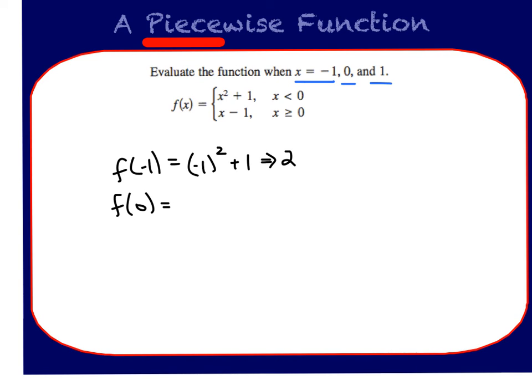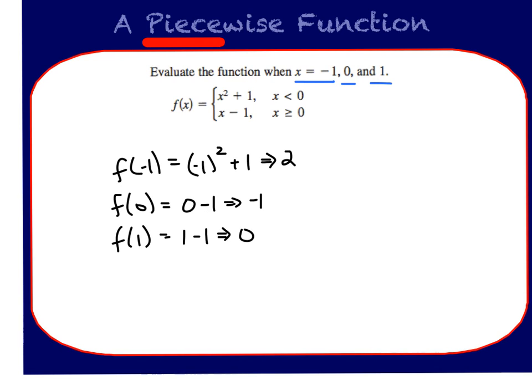Okay. All right, and then I need to find f of 0. So which one do I need to use, the top one or the bottom one? Which one goes into the domain of 0? The bottom one. So now I need to use this equation for f of 0. So now I have 0 minus 1, which is negative 1. And then I need to find f of 1. So which one do I use, the top equation or the bottom one? The bottom one. So now I have 1 minus 1, which is 0.